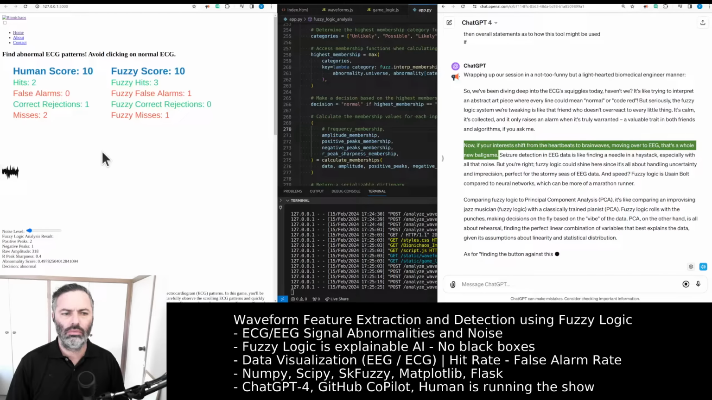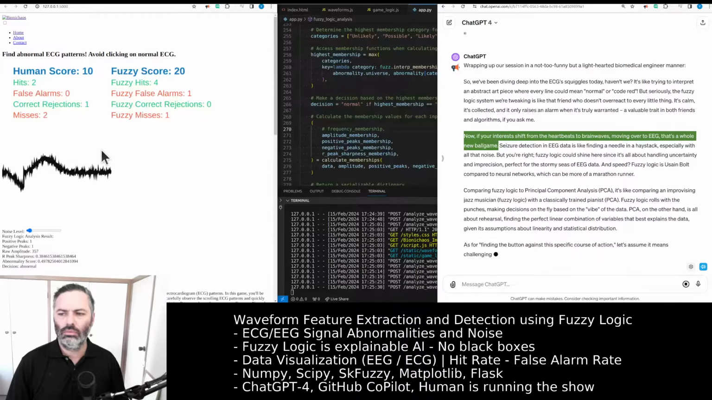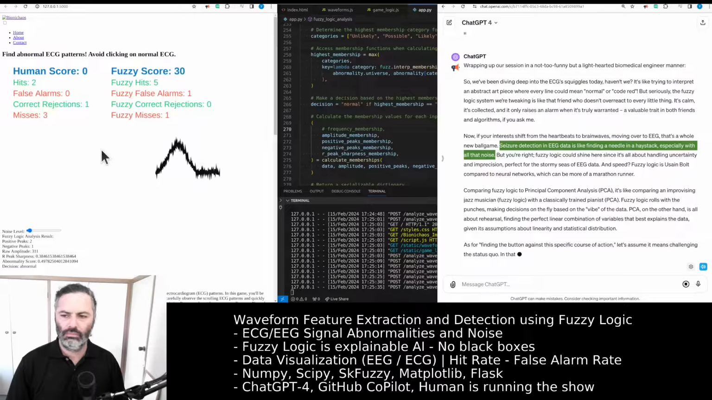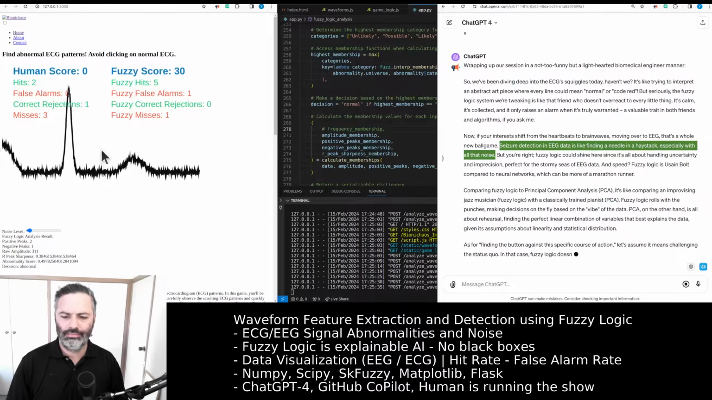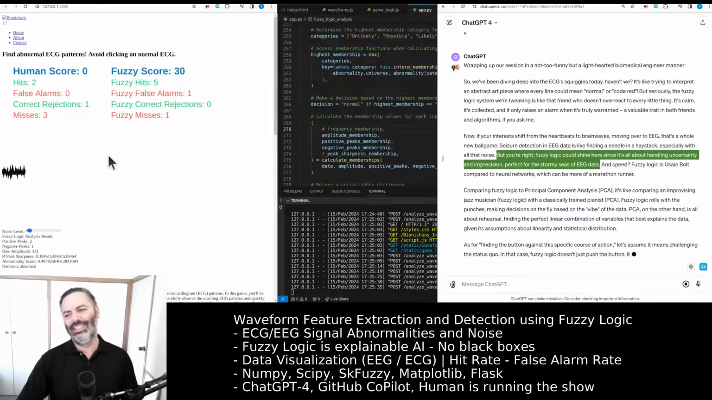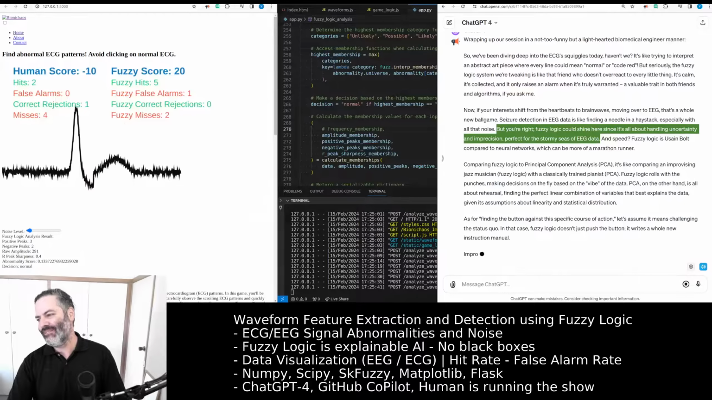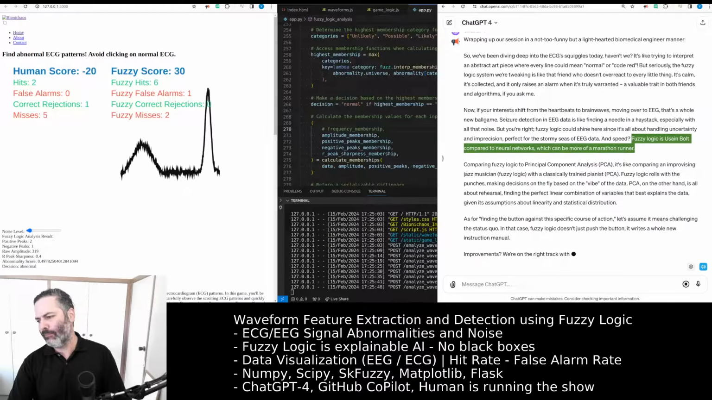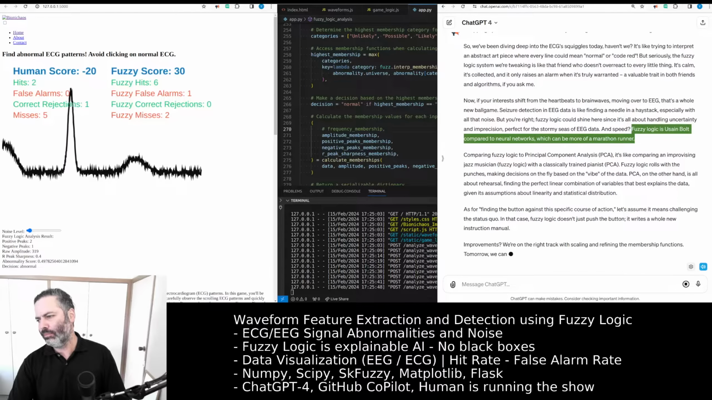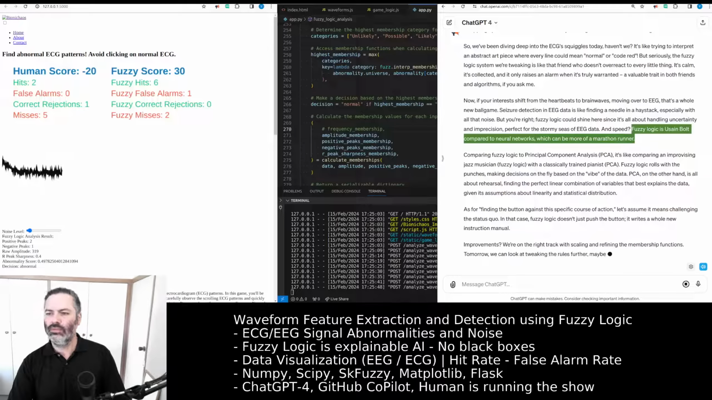Now, if your interests shift from the heartbeats to brainwaves, moving over to EEG, that's a whole new ballgame. Seizure detection in EEG data is like finding a needle in a haystack, especially with all the noise. But you're right, fuzzy logic could shine here since it's all about handling uncertainty and imprecision, perfect for the stormy seas of EEG data. And speed. Fuzzy logic is Usain Bolt compared to neural networks, which can be more of a marathon runner.